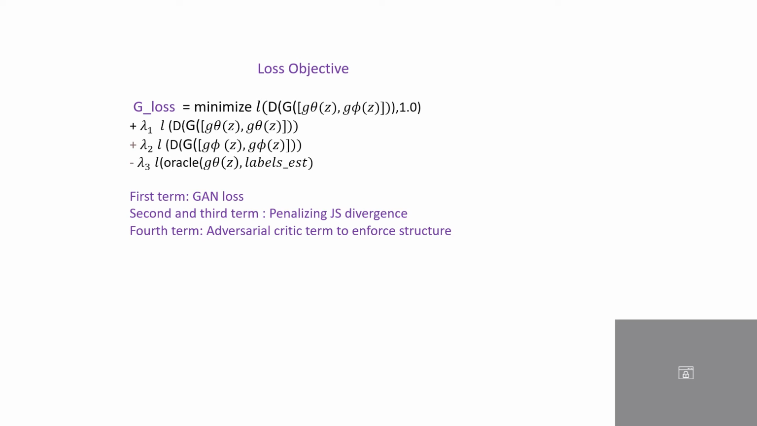So this is the overall loss objective. The first term here is to generate realistic looking fake images. The second and third term penalize the JS divergence between the distributions that we saw previously. And we also have an additional term that constrains the theta network to only output shared structure.